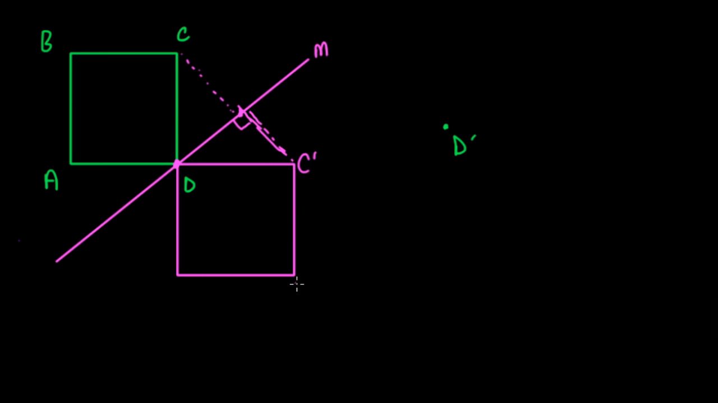So B and B prime is right here. Again, those distances are equal. The line of symmetry is the midpoint between them. And if I draw that line from one to the other, it'll be perpendicular to our line of symmetry.